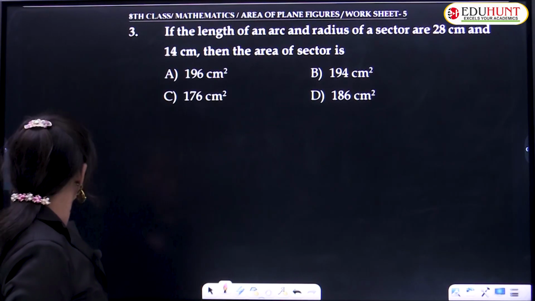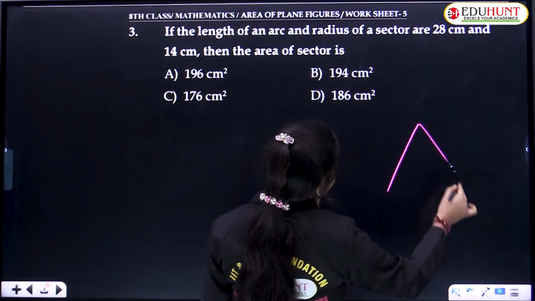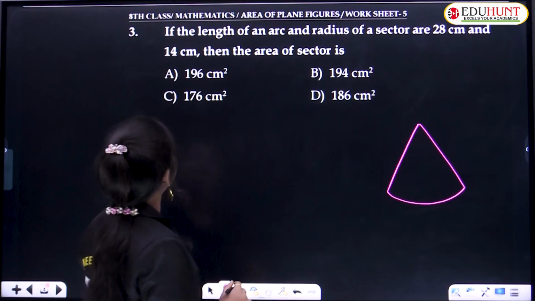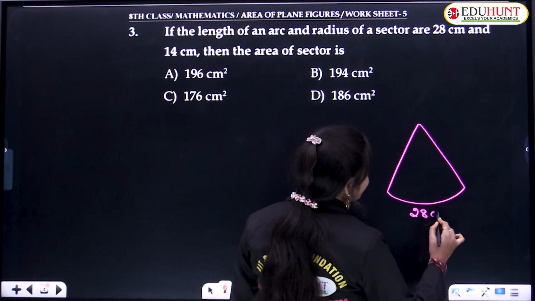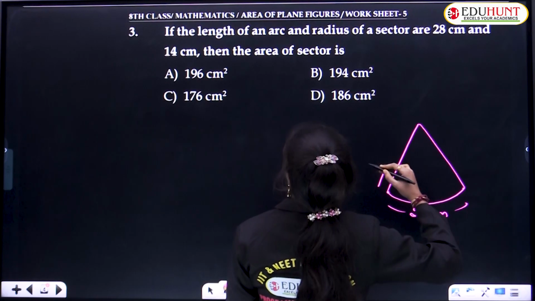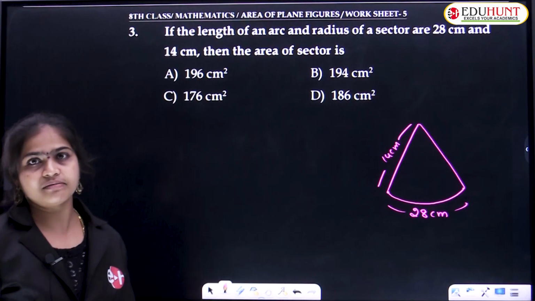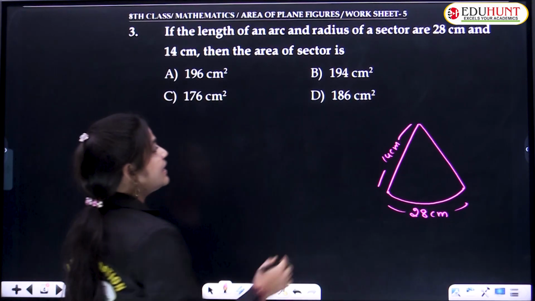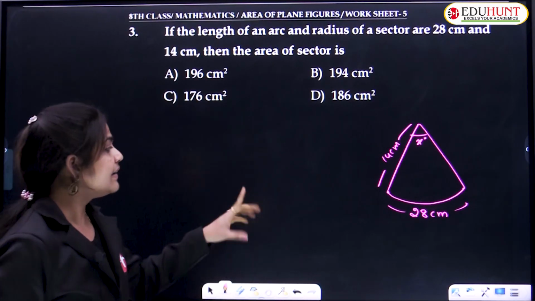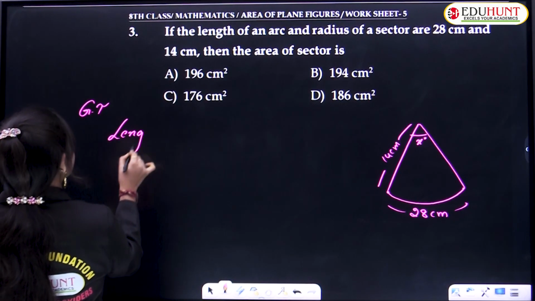Third one: the length of an arc and the radius of a sector are 28 centimeters and 14 centimeters. This length is 28 centimeters, and the radius they have given is 14 centimeters. We need to find the area of the sector. To find the area of a sector, the angle x degrees is required, but the angle is not mentioned. That's why first, they have given the length of the sector.